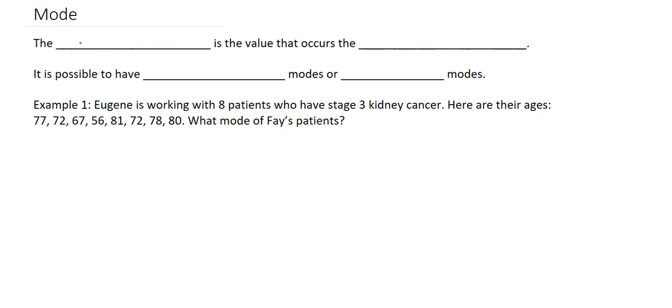Mode. So the mode is the value that occurs most often. So it is possible to have two modes or multiple modes. So let's look at the first example.